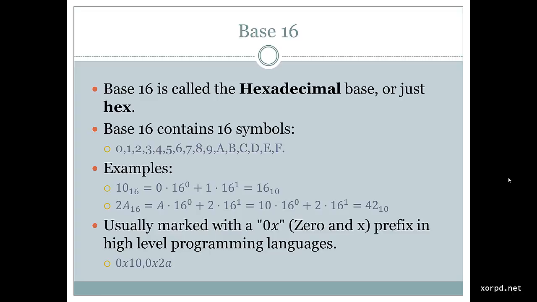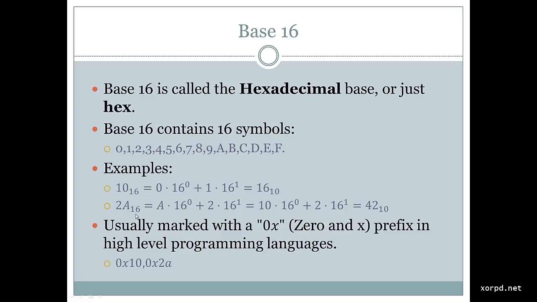Some examples. The number 10 in base 16 actually means 0 times 16 to the 0 plus 1 times 16 to the first. And that equals 16 in base 10, which is not very surprising, where we could actually predict it. As usual, the first 0 here corresponds to this 0, and the 1 digit corresponds to this 1 in the calculation. Another, a bit more advanced example, 2a.